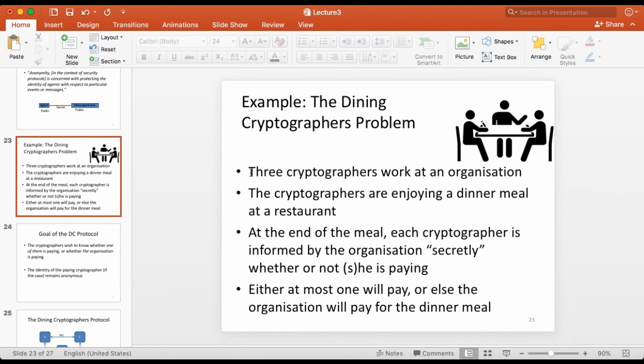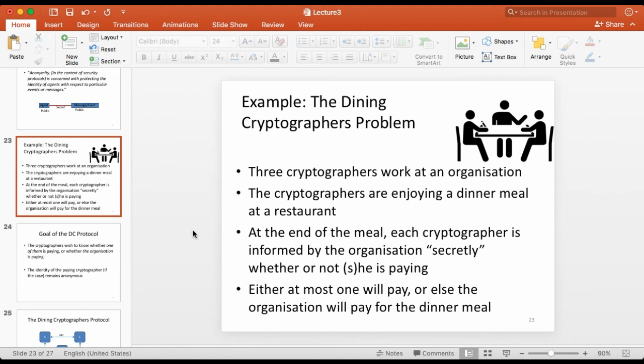So the idea of the dining cryptographers problem is that you have three cryptographers. This is like a thought experiment. Okay, so you have three cryptographers who went to a restaurant. First of all, they work at an organization, and then one day they had enough and they decided to go out for a dinner meal at a restaurant. And at the end of the meal, each cryptographer was informed by the organization secretly whether or not he or she would be paying for the meal.